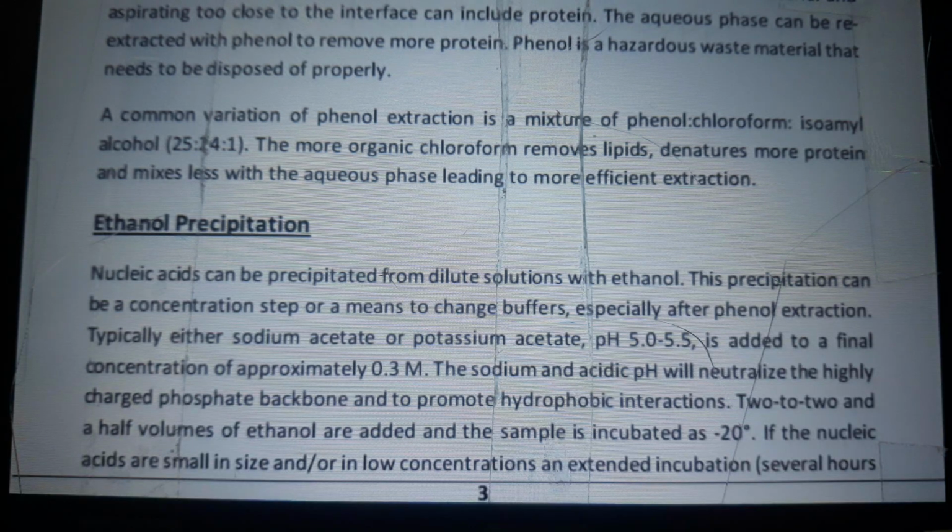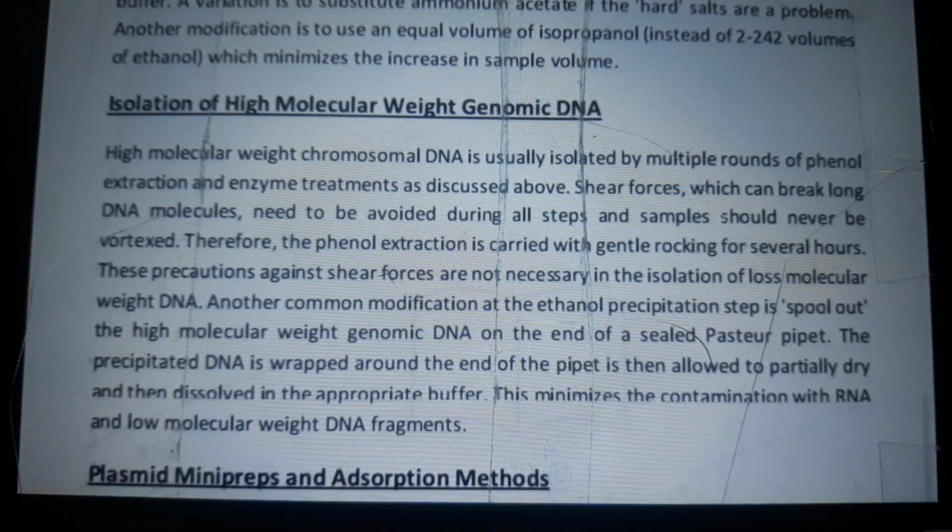The sodium and acidic pH will neutralize the highly charged phosphate backbone and promote hydrophobic interactions. 2 to 2.5 volumes of ethanol are added, and the sample is incubated at minus 20 degrees centigrade. If the nucleic acids are small in size and/or low in concentration, an extended incubation, several hours to overnight, is needed. The precipitated DNA is collected by centrifugation.